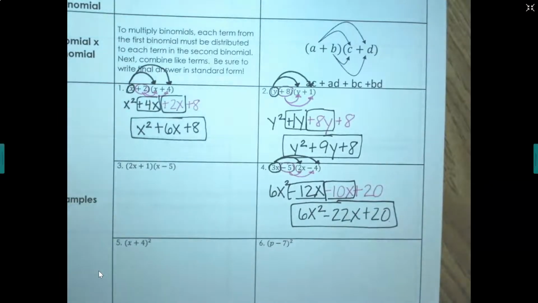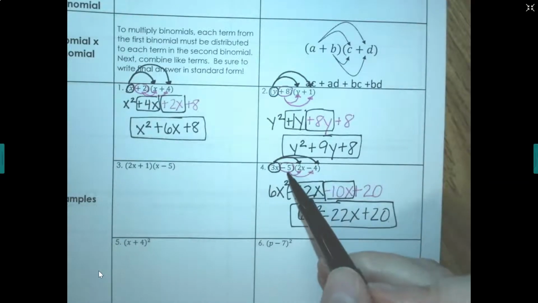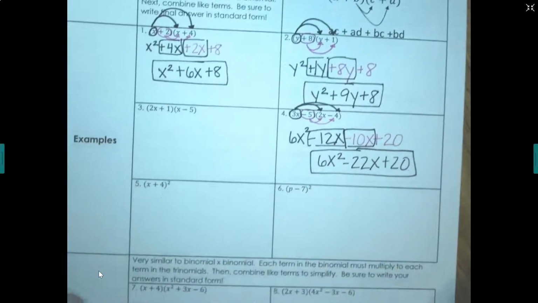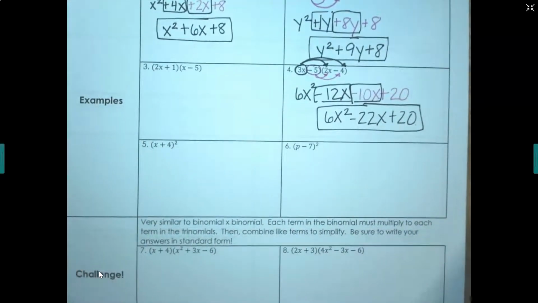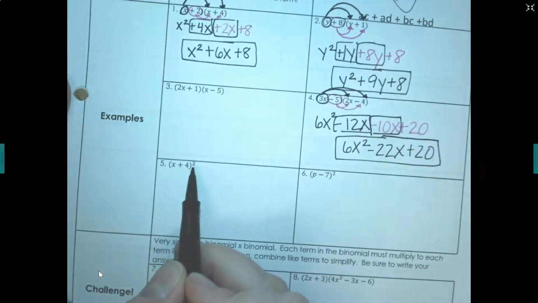All right, so it's kind of like double distributing. Take the first term and distribute it to the parenthesis, then go back and get the second term and distribute it to the parenthesis. Sometimes these are written a little differently. Let's take a look at 5 and 6. 5 and 6, they're the same idea. So we have a parenthesis and a square.